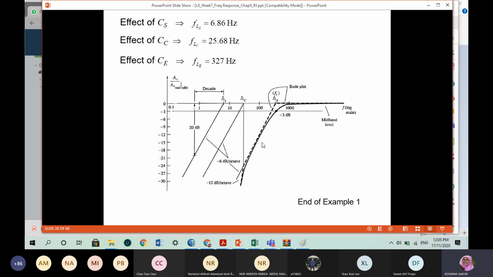When you obtain FLC, FLS, FLE, you will obtain different values. For example, FLS is 6.86, FLC is 25.68, and FLE will be 327. So the highest one is actually the working cut-off frequency for the circuit. Although you have 3 cut-off frequencies, you take only the highest one for the high frequency performance. So how do we get this FLS equal to 6.86? Let me show you.